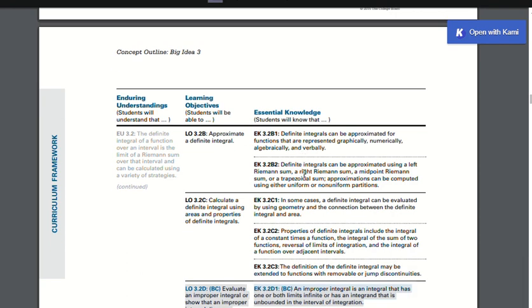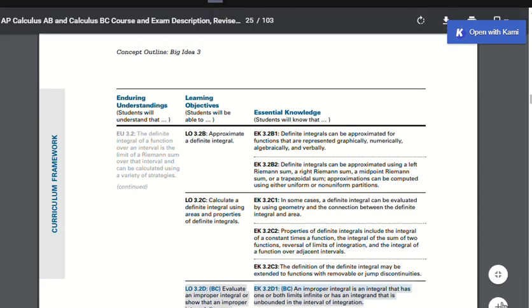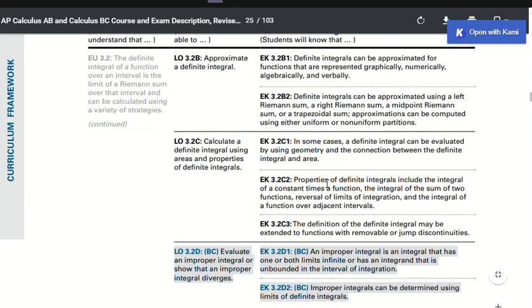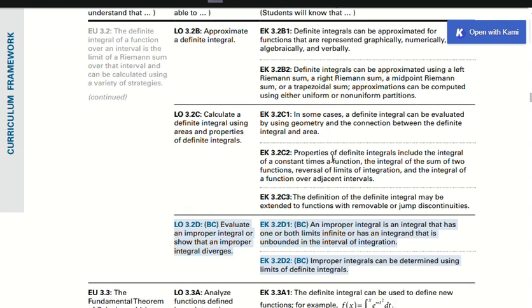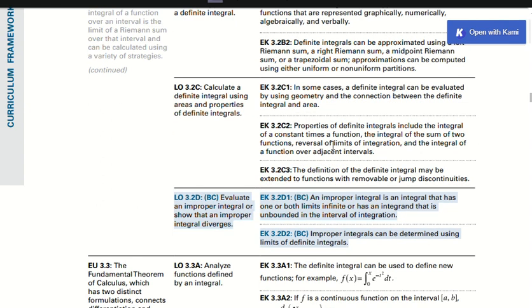There's properties and stuff. I'm actually looking for techniques of integration. Let me zoom in here real quick. Okay, we can use a left Riemann sum, a right Riemann sum, a midpoint Riemann sum, a trapezoid Riemann sum. We know this. Sometimes we can use geometry to evaluate integrals. We know this. We've done all this. Properties of the integral. Really, all of the things that are in white we've done, because we've done all the things in the AB curriculum.